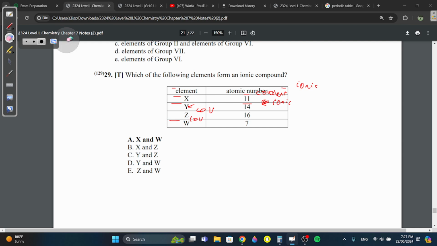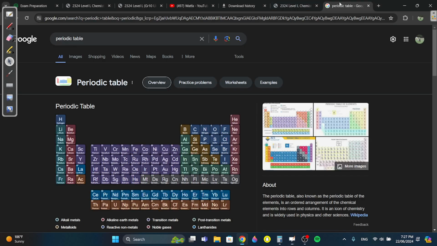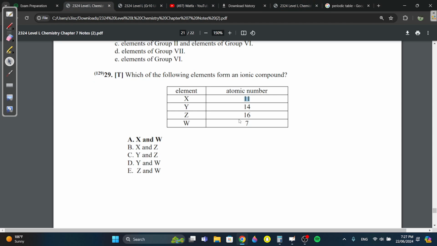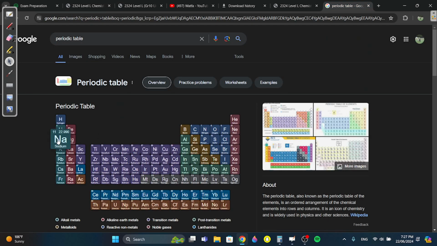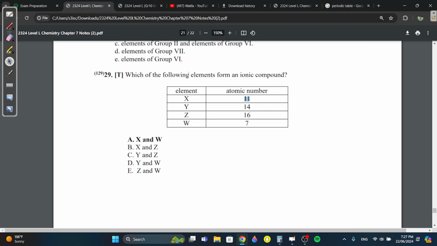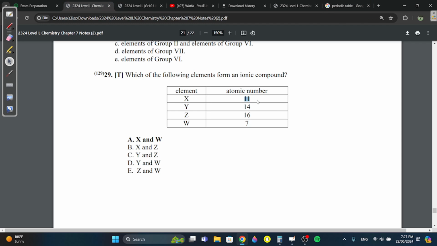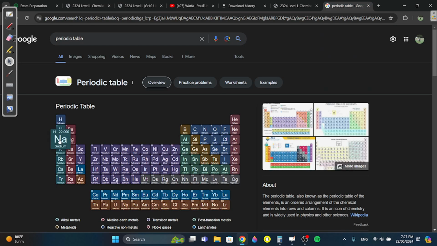Okay, which of the following form an ionic compound? X and W. You need a periodic table for this. They said atomic number 11 and atomic number 14, X and W, and atomic number 7. 11 would be sodium, and 7 would be nitrogen. They said ionic. So sodium and nitrogen, metal non-metal, surely ionic. X and Z, 11 and 16. Again, sodium, 16 is sulfur, metal non-metal, so it will also be ionic.